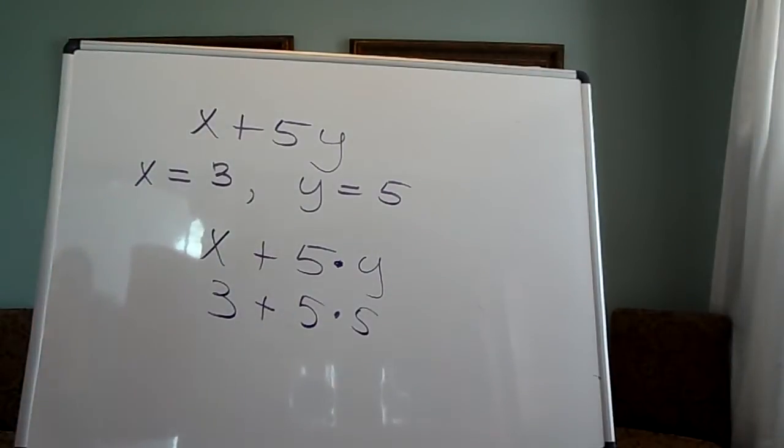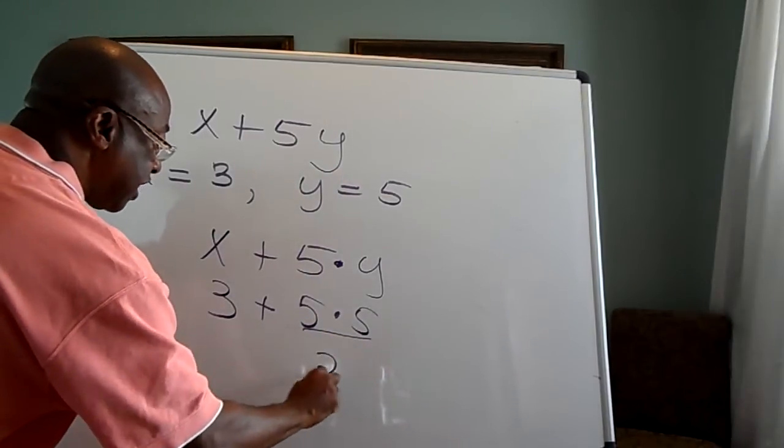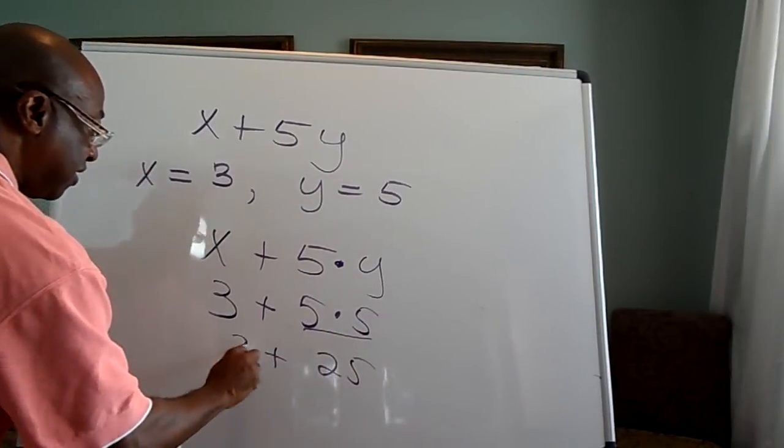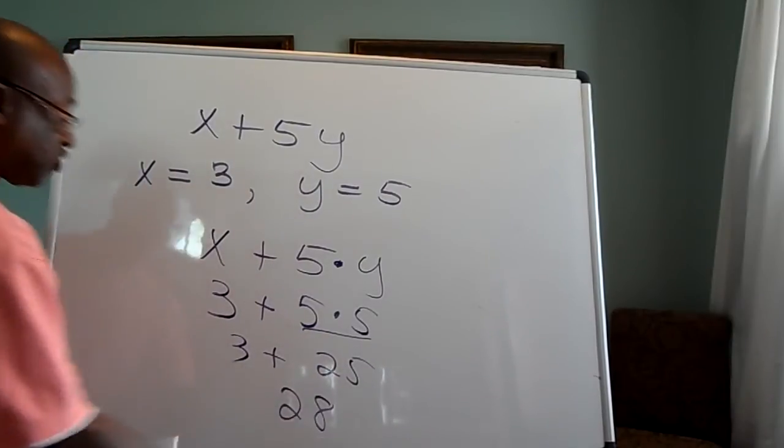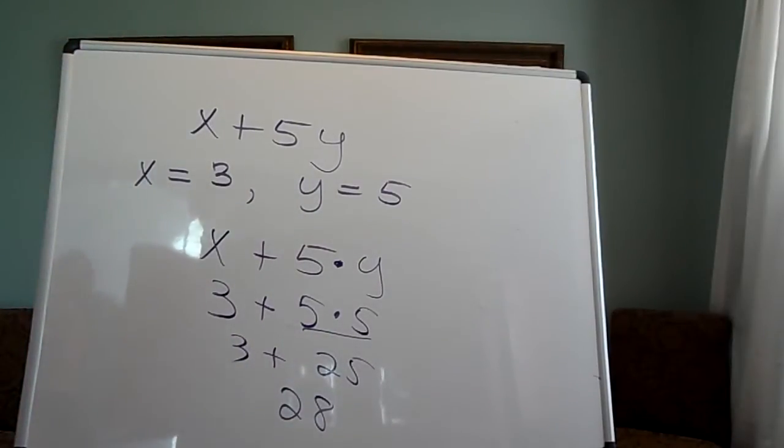Now remember the order of operations. Decision time here. Which do we do first? Multiplication. Addition is done last. So we get 25 plus 3. That gives us 28. Order of operations. Addition and subtraction are done last.